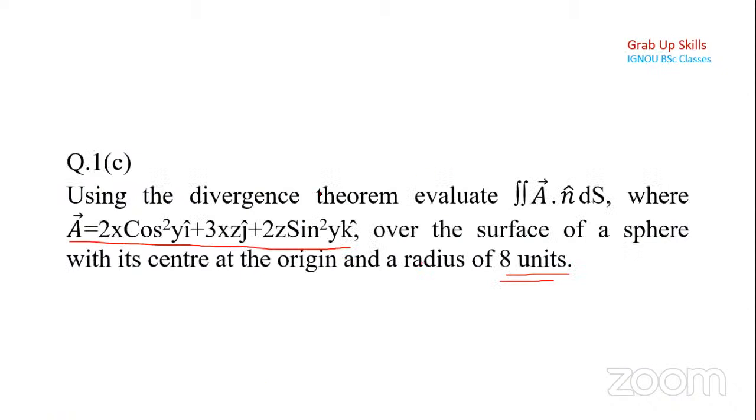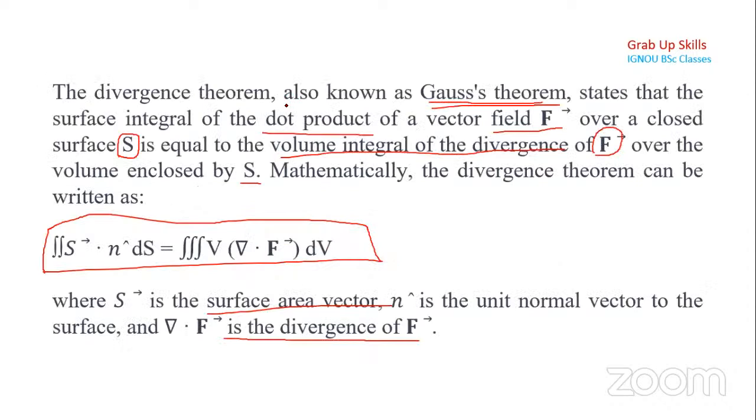Using the divergence theorem, evaluate the given integral over the surface of a sphere with center at the origin, and they have given the radius as 8 units. The divergence theorem, also known as the Gauss theorem, states that the surface integral of the dot product of the vector field F vector over a closed surface is equal to the volume integral of the divergence of F vector. Mathematically, this is the formula, right? What is S vector here? It is the surface area vector.